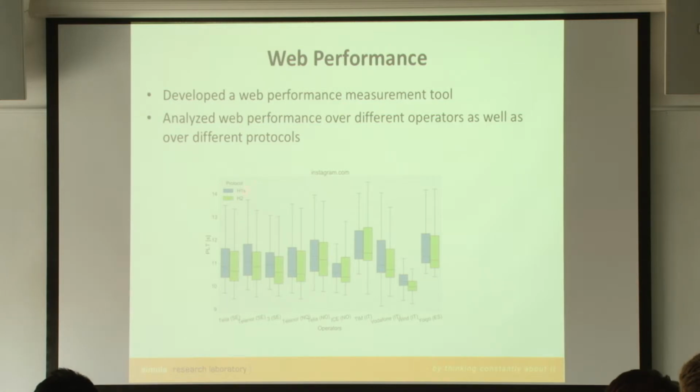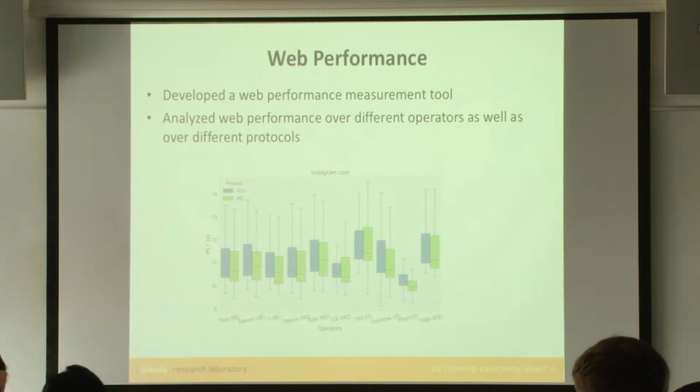You also have the H1S and H2 for Instagram, and it is not very easy to see a trend. Here, for example, even the median is lower. Yeah, maybe here the H2 is performing a little bit better.